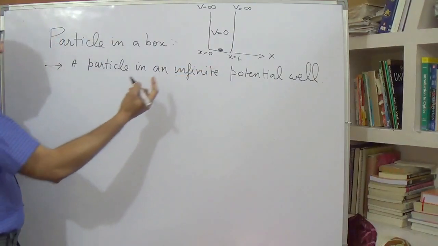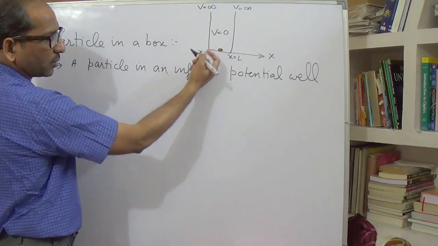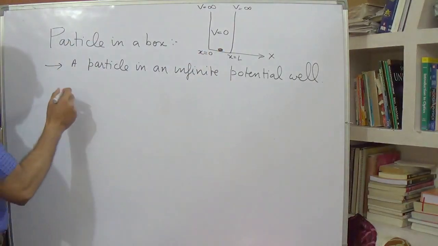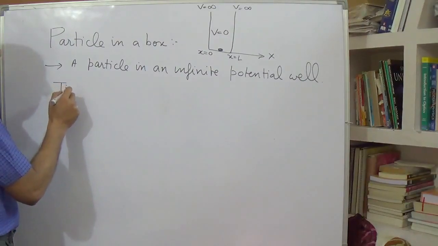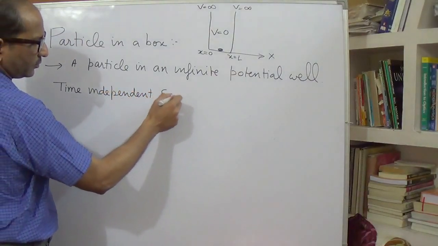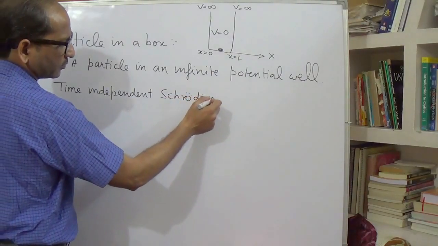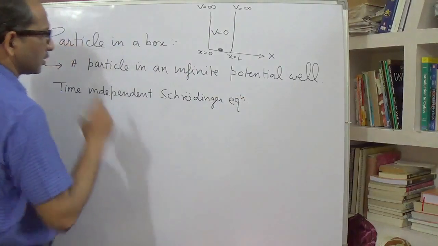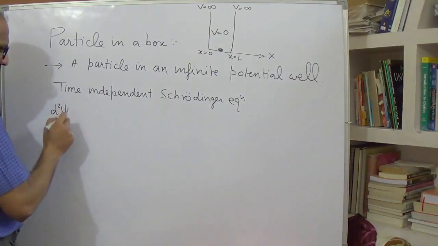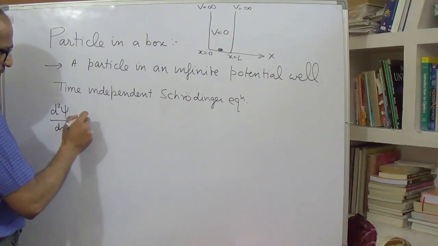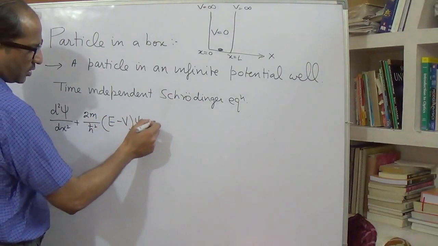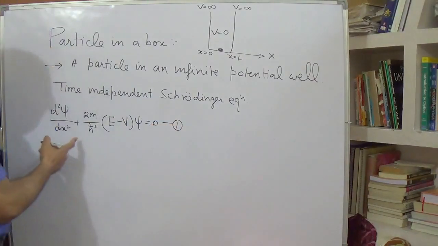To find the eigenstates, the eigenfunctions of this particle and the eigenvalues, we have to use the time independent Schrödinger equation. I have to use it to calculate the eigenfunctions and eigenvalues, that is d2 psi upon dx square plus 2m upon h cross square (E minus V) psi is equal to 0. This is our first equation, and this is time independent.